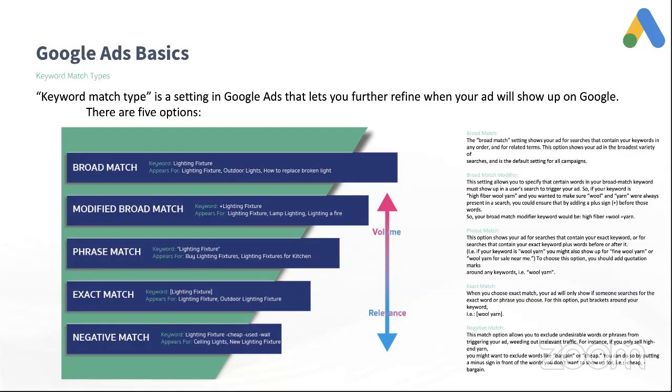And then obviously the scale shows the broad match will bring you a lot more people to your website or clicks on your ad, whereas the relevance is the people that you actually want to deal with.